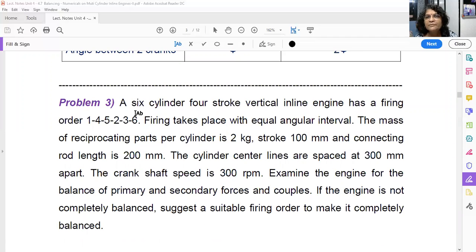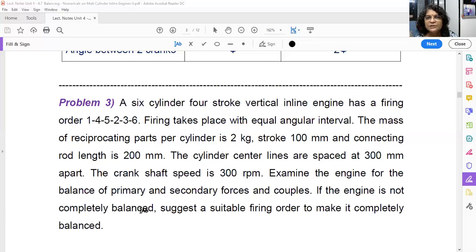Now let us read the problem statement. A 6-cylinder 4-stroke vertical engine has a firing order 145236. Firing takes place with equal angular interval. The mass of reciprocating parts per cylinder is 2 kg. Stroke 100 mm and connecting rod length is 200 mm. The cylinder center lines are spaced at 300 mm apart. The crankshaft speed is 300 rpm. Examine the engine for the balance of primary and secondary forces and couples. If the engine is not completely balanced, suggest a suitable firing order to make it completely balanced.